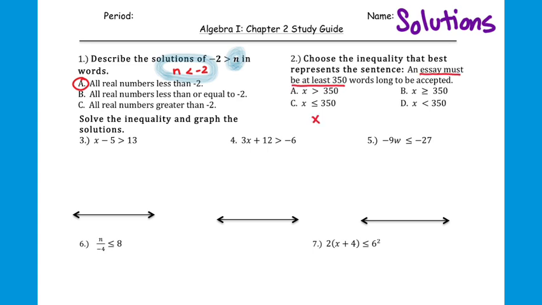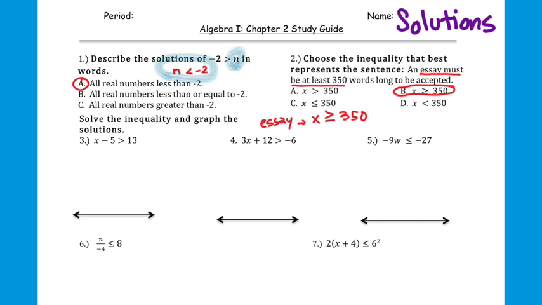On number 2, we have to write an inequality. The essay must be at least 350 words. What does that mean? That means, can it be 350? Yes, it can. Can it be more than that? Yes, it could. And that's why B is the correct answer. If it said at most, then we know we couldn't go above 350, right? So it would have to be less than.